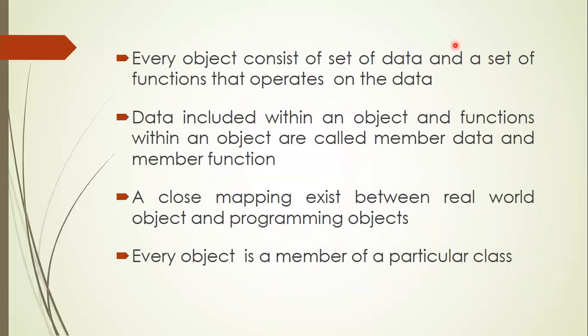Then what do you mean by an object? An object is nothing but a component or a unit which consists of two parts. The first part contains a set of data and the second part contains a set of functions which operate on the data. So if you consider anything as an object, you should identify what are the data of that object and what are the functions of that particular object.